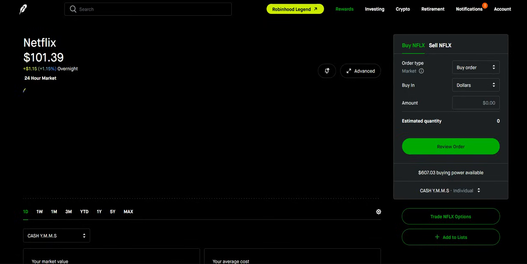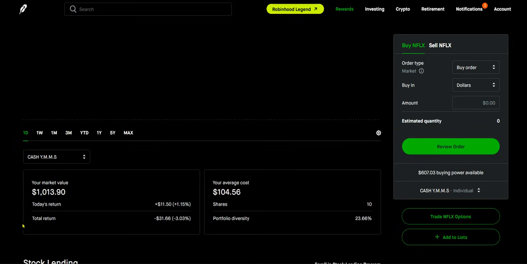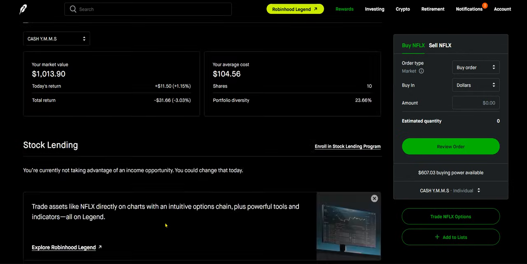All right, Netflix. So this Netflix in this cash account, I got when they did the split. I think Netflix was over 1,000, and they did a 10 for 1 split, I believe. And so that brought the price down to $100, so to speak. So what I did is I acquired 10 shares at an average cost of $104.56. You can see we're down $31.66, right?